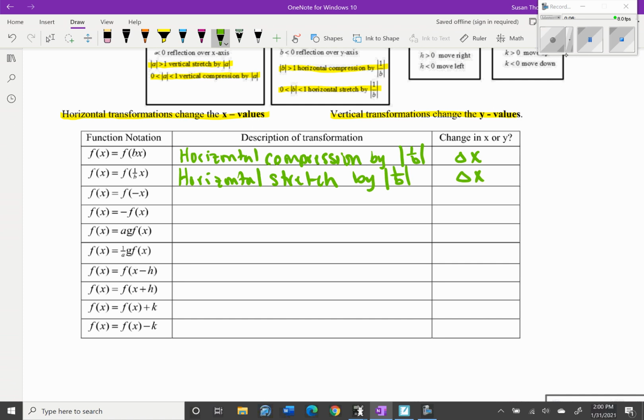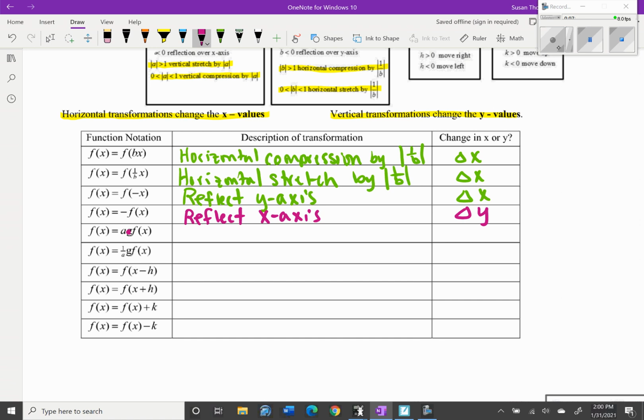The negative here is on the inside attached to x. So this is going to reflect across the y-axis. The next one, notice the negative is on the outside. So this reflects across the x-axis. So this is a change in y. The last one was a change in x because it was a horizontal movement. And now we have the a, and it should just be times f of x. I don't know why that g is there.